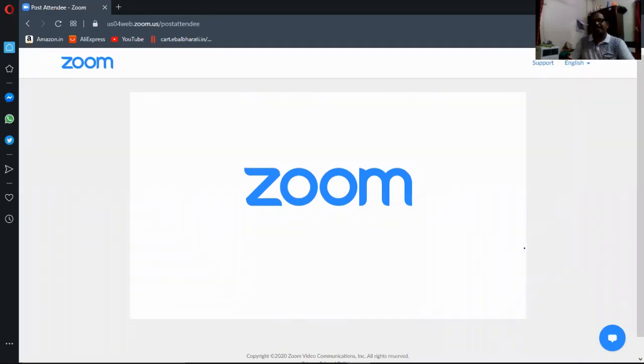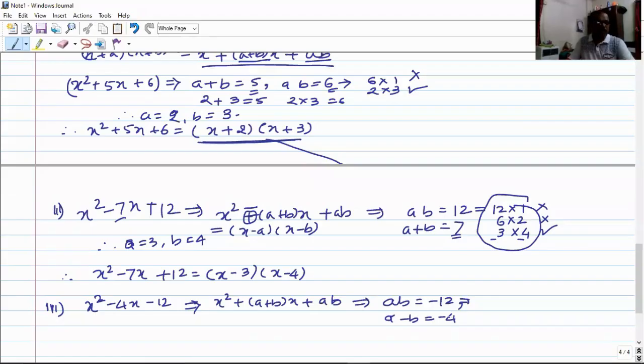So now, as in the previous example we chose the pair whose sum was equal to 7, in this case we are going to choose the pair whose difference is equal to 4, right? Whose difference is equal to 4. So that we need to check, right? So which pair has the difference equal to 4, student?